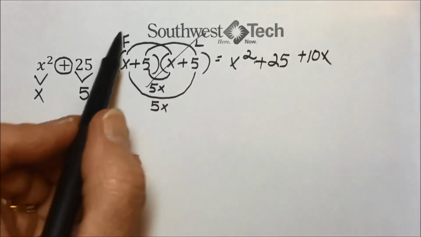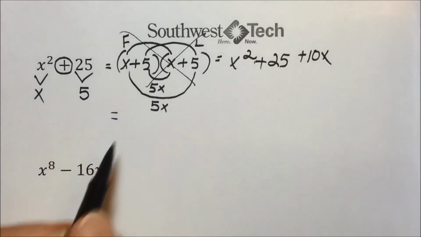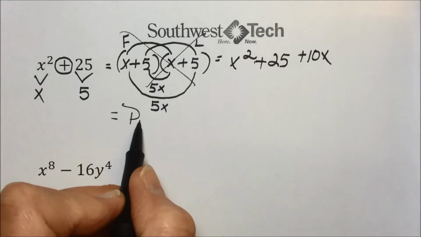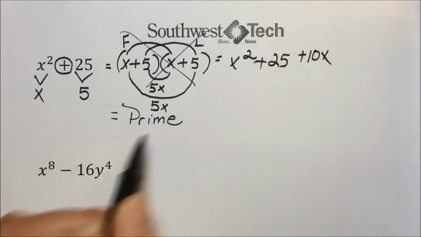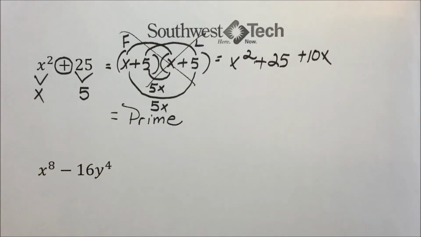So nice idea. Try other signs. It's not going to work. When you have a sum of squares, it is irreducible or prime.